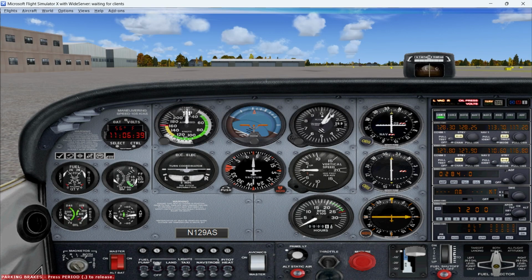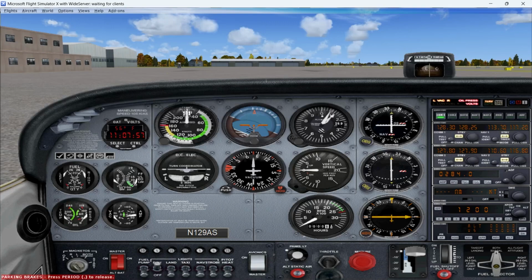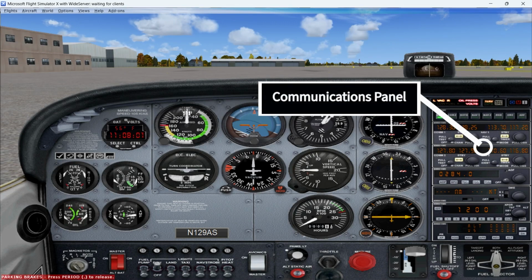Numbers appear every 30 degrees. Long vertical marks occur in 10-degree increments, with intervening short marks at 5-degree points. On the right-hand side of the cockpit, we come to the communications panel. The comm panel allows the pilot to communicate with air traffic control and other aircraft.